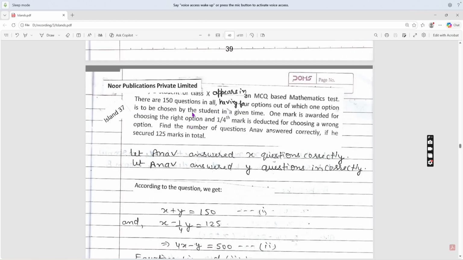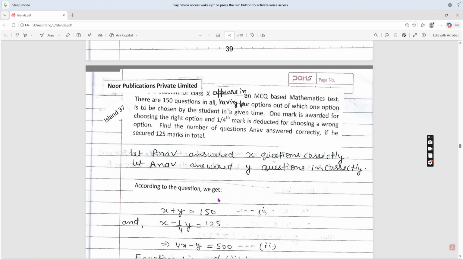Again, it is more or less the same question as the above, only the language is different. Let him answer x questions correctly and incorrect questions would be y. What is the cost of not marking the correct answer? That is y into 1 by 4, and that is in minus because it is going to give him negative marking. And what is the award of getting a right answer? That is 1 mark per question. So if there are x right answers, then it would be 1 into x, that is x. So the second equation would be x minus 1 by 4 y is equal to 125. Why 125? Because the total marks he has secured is 125. And it is so simple.